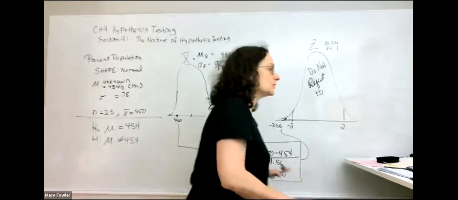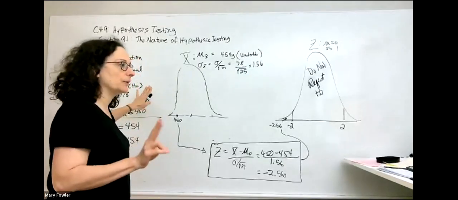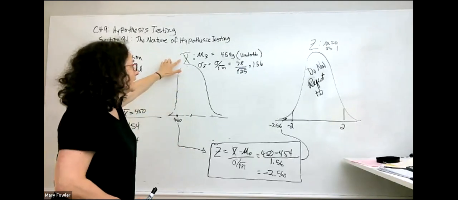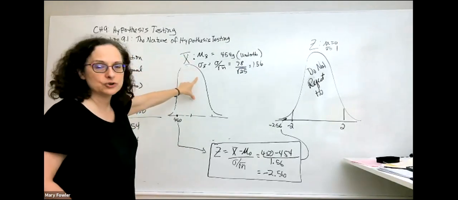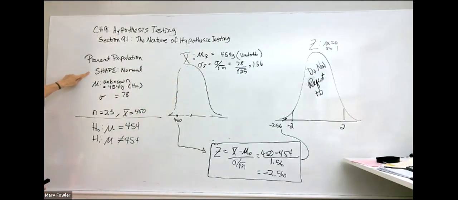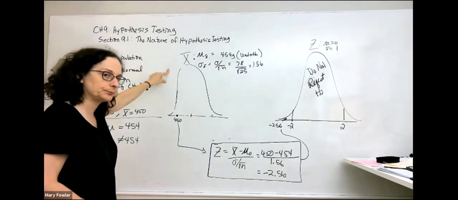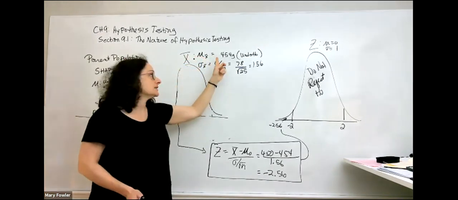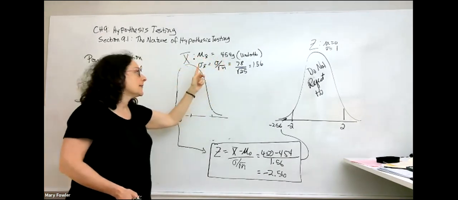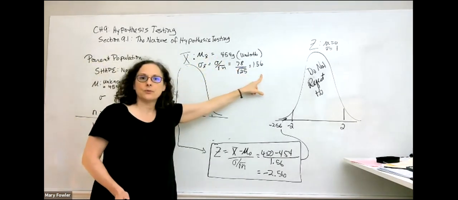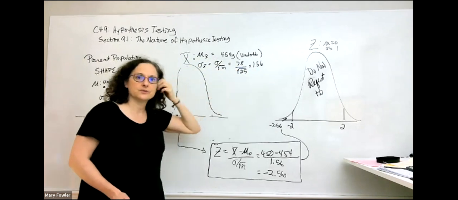I have here on the board, I just cleaned it up a little bit, just to overview what we did in the previous video. We knew that X bar had a normal distribution because its parent was normal, right? The parent population of the bags of pretzels had a normal shape. So the distribution of X bar is normal, and under the null hypothesis, it has a mean of 454 grams. And sigma sub X bar is sigma over the square root of n, which is 1.56. That's the value of sigma sub X bar.